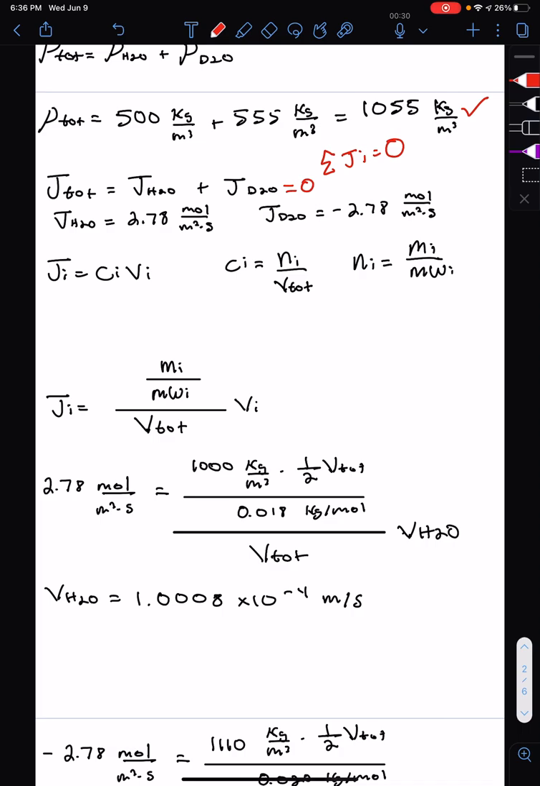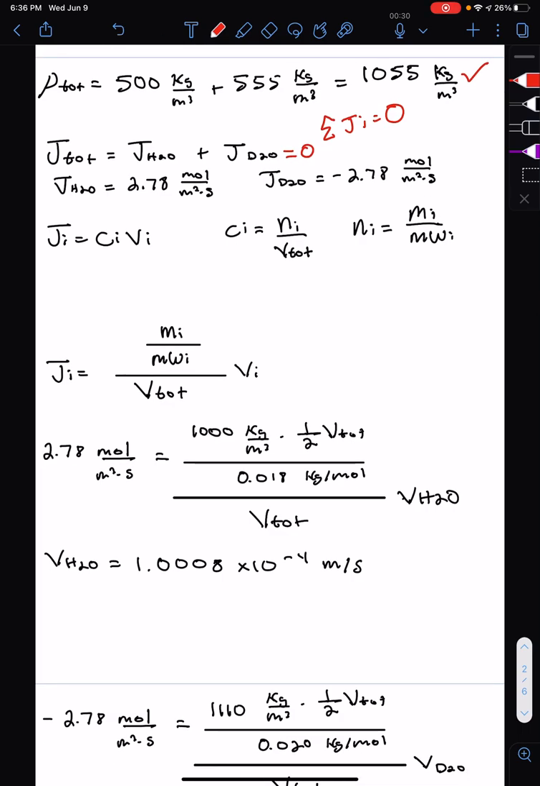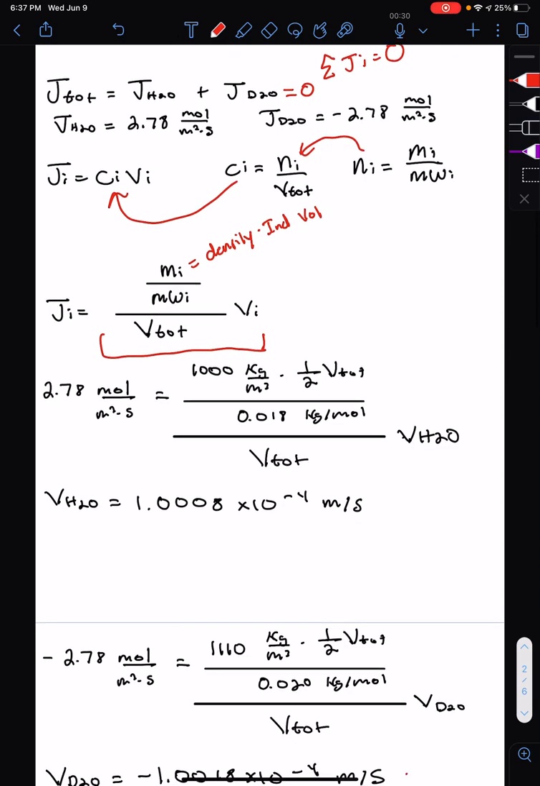Well, we can use an equation that we know. The molar diffusive flux is equal to the molar concentration times the velocity of the component. And that molar concentration, we can break down even further and say the molar concentration is equal to the moles over the total volume. And we can also say that the moles of the component is equal to the mass of component i over the molecular weight of i. We plug this into here and we plug this into here and we're left with this equation. We know the mass of component i is also equal to the density multiplied by its individual volume. And we're trying to solve for the velocity of the component i.